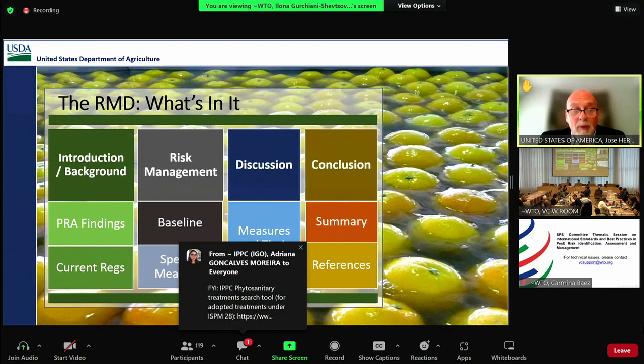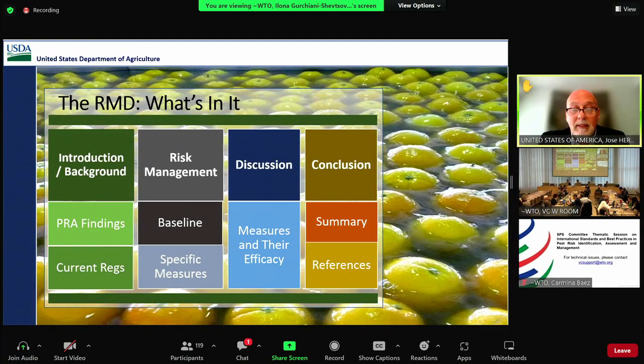The risk management document that we create has an introduction that may include the current regulations of the plant material in the US, the initiating event, and the quarantine pest finding in the pest risk assessment executive summary. The second section is the proposed mitigation measures. This section is further split into general or baseline measures and specific measures management.